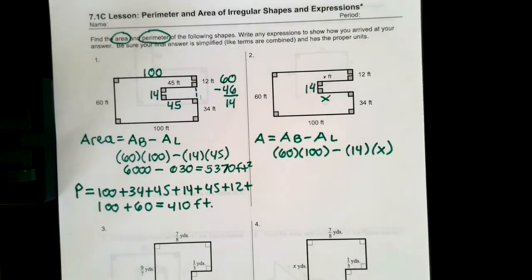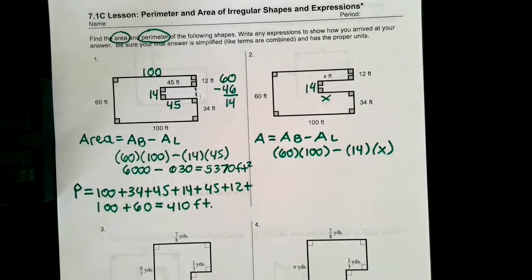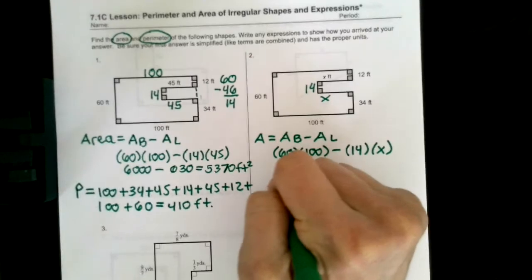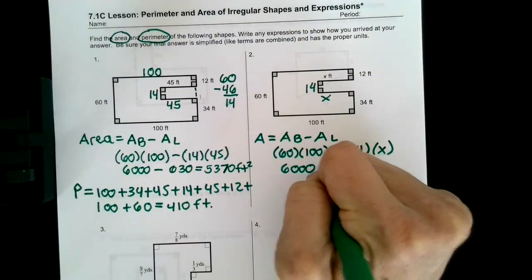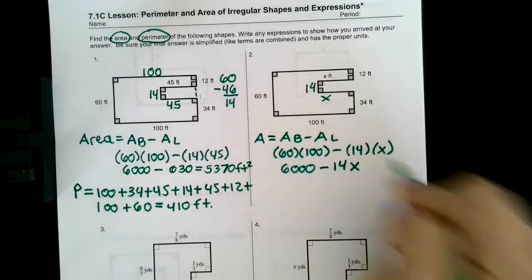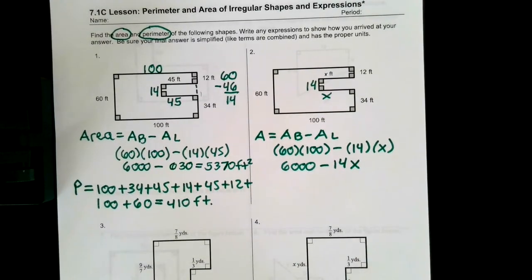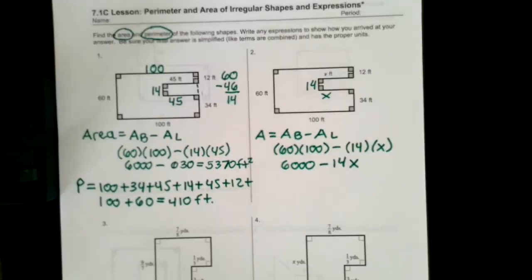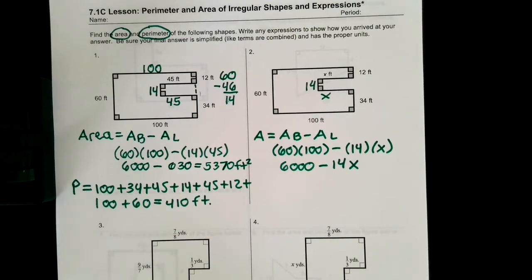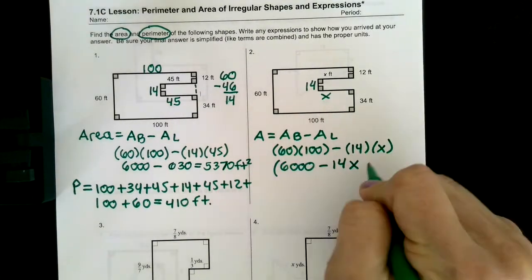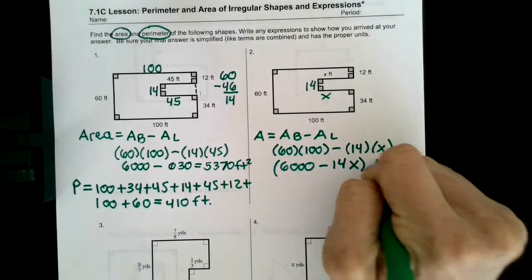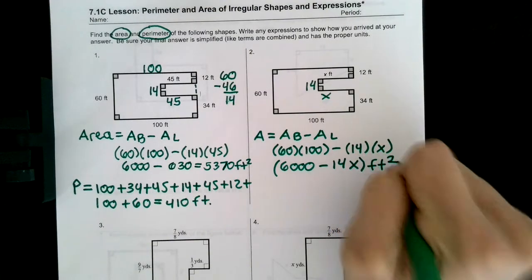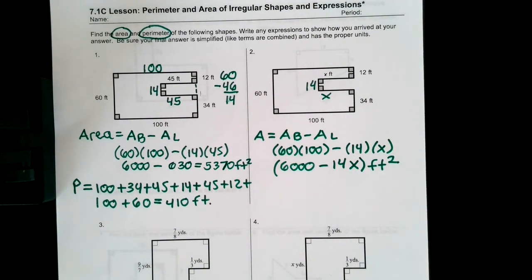So we're going to put this formula in simplest form. We're going to multiply 60 times 100, and we're going to get 6,000. And we're going to multiply 14 times x, and we're just going to leave it as 14x. In order to label our final answer with square units, I would like you to use the distributive property and put parentheses around your answer and put feet squared after both expressions. Okay, let's find the perimeter.